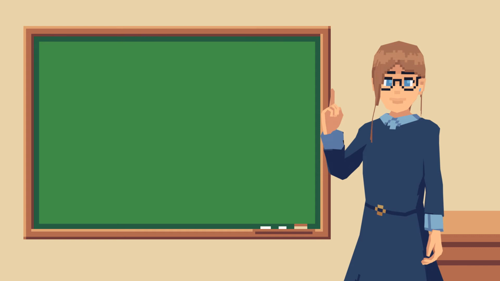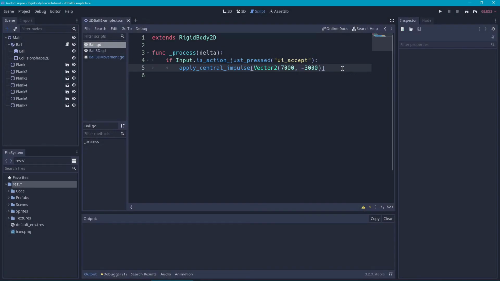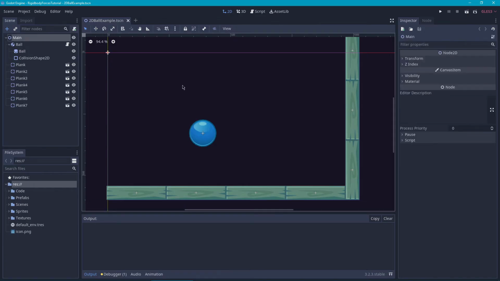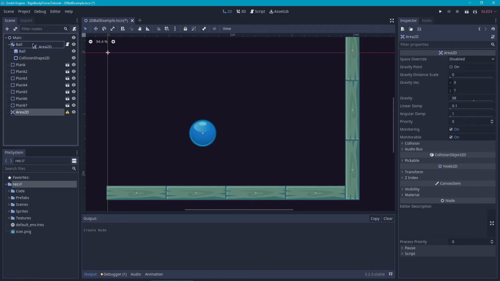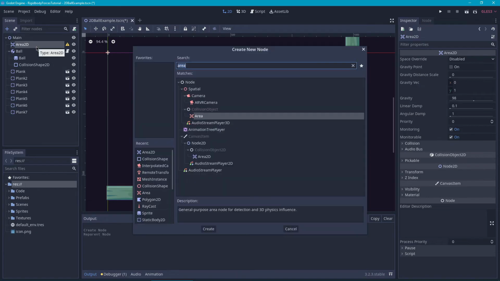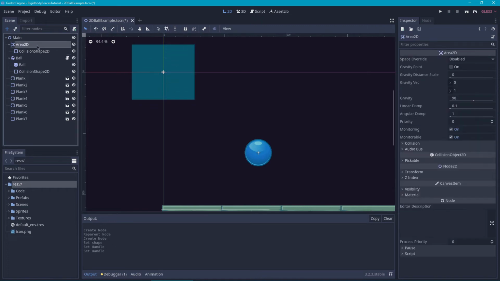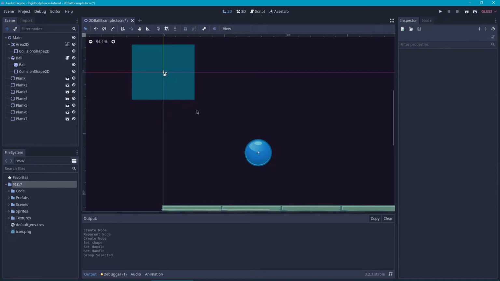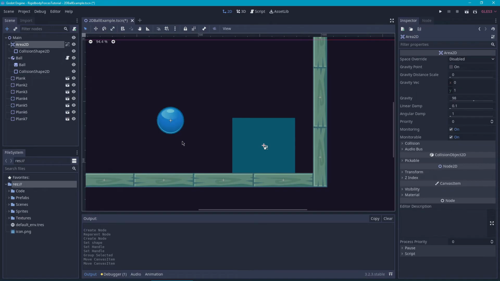We've covered all of the functions. Nice! So now let's have a look at what we can do with area nodes. I've re-added the code from earlier that lets you apply an impulse on a button press. Let's go into the scene and let's add an area 2D node. This area also needs a collision shape. Let's set it to auto-select the parent, so we can easily move it without selecting the collision shape. And let's move it over here. Let's also do the same for the rigid body.